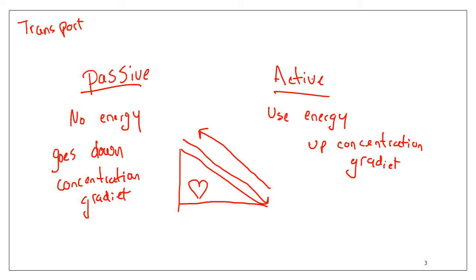Okay. So we got passive and active transport. Once again, no energy, goes down the concentration gradient. Active transport uses energy, goes up the concentration gradient. And that's always the thing you can reference. You can always remember your friend, the triangle of love, to help you remember. Now, there's a few different forms of transport. Passive transport comes in three forms, really. We've got diffusion.